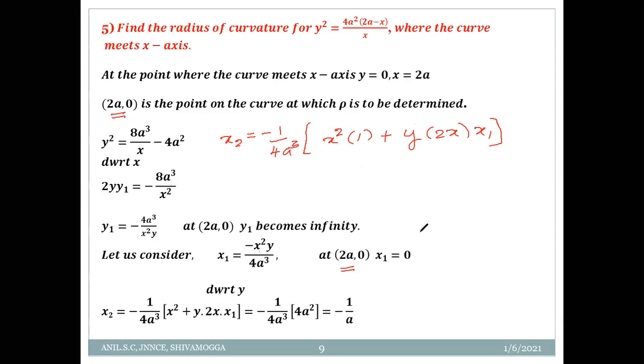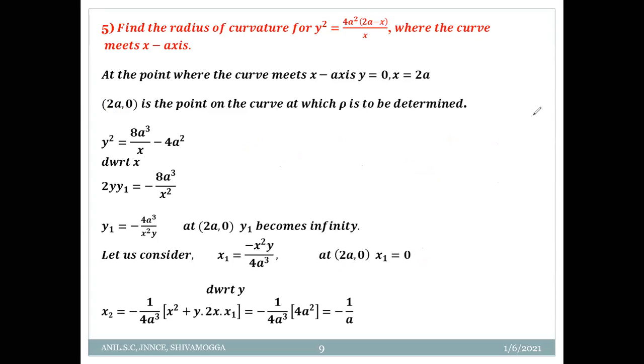At 2a comma 0, x1 is 0. Therefore, x1 is 0, 0 into anything is 0. Therefore, this entire term is 0. This is equal to minus 1 divided by 4a cube into x square. x is 2a, right? Therefore, x square is 4a square. You cancel this 4 with this 4. You get minus 1 divided by a cube into a square, which is minus 1 divided by a.